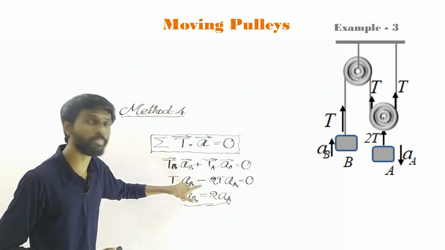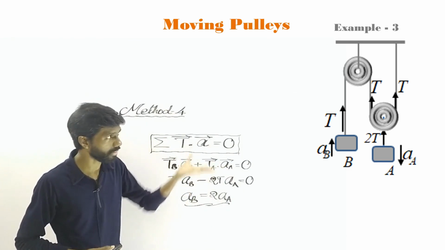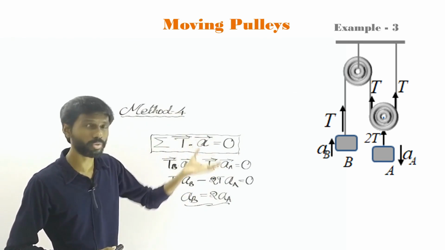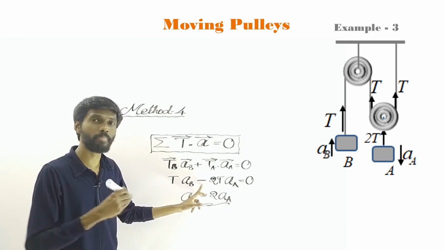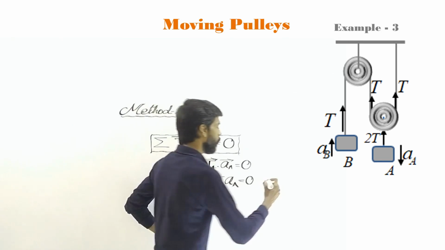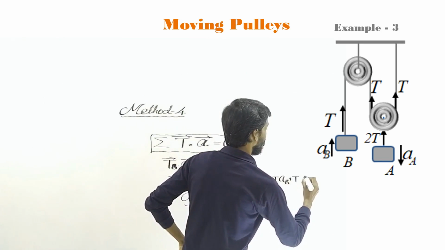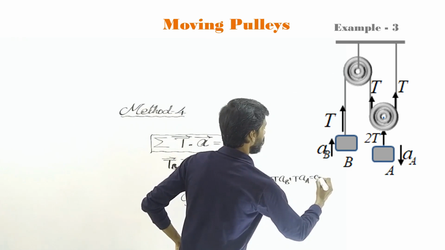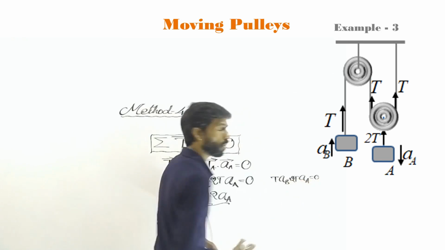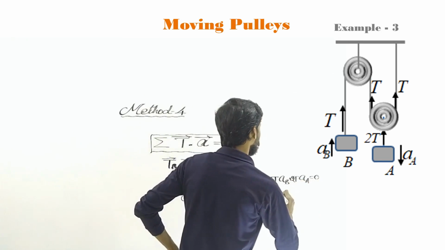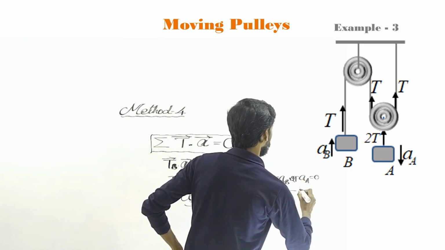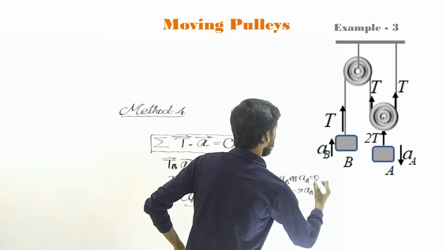Then you will not write this minus sign, because for both of them the tension is in the upward direction and the blocks are also moving in the same direction, so no negative sign, plus only. So in that case, what will you get? We'll get T times acceleration of B plus T times acceleration of A equals 0, right? 2T. So in that case, the acceleration of B equals minus 2 times the acceleration of A, right?